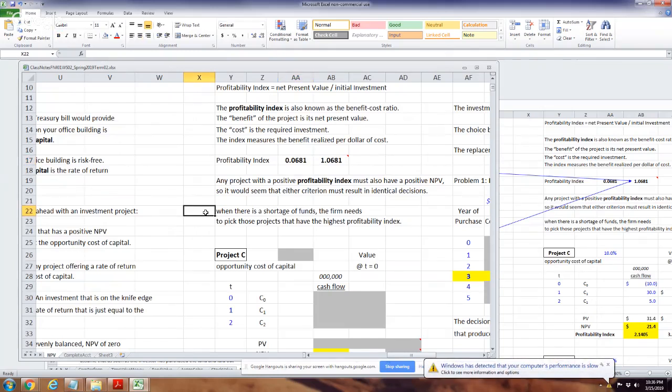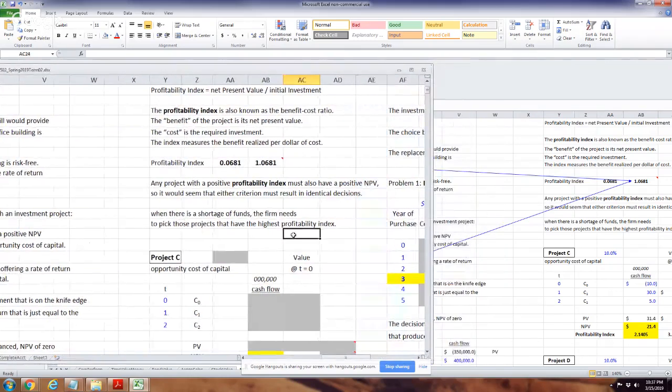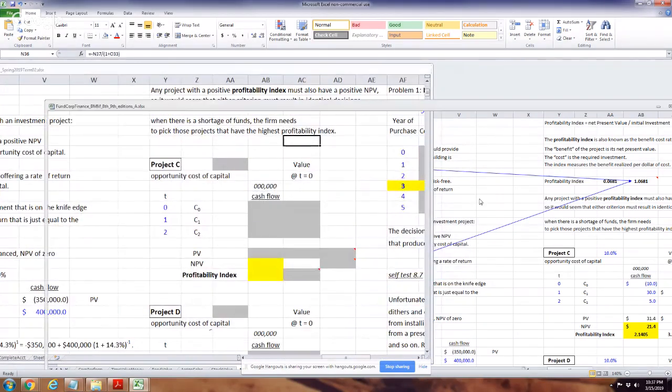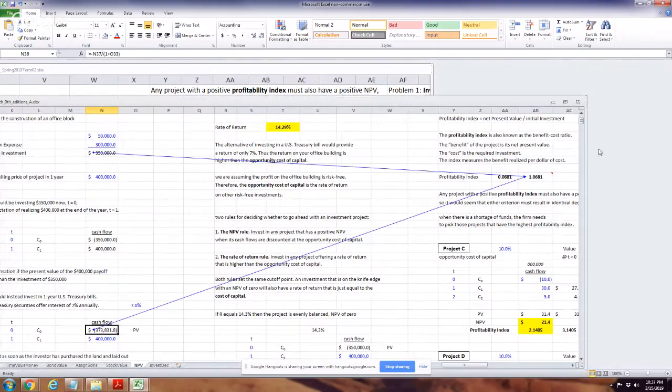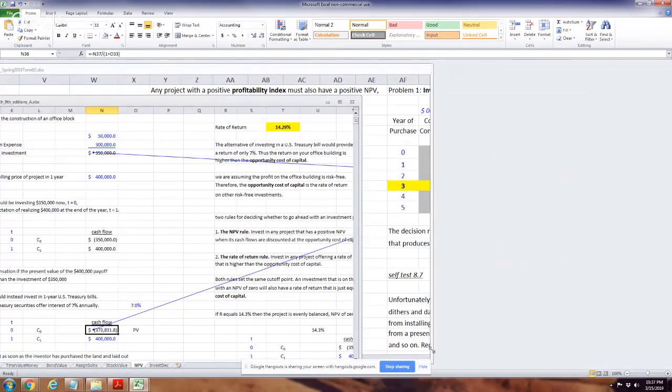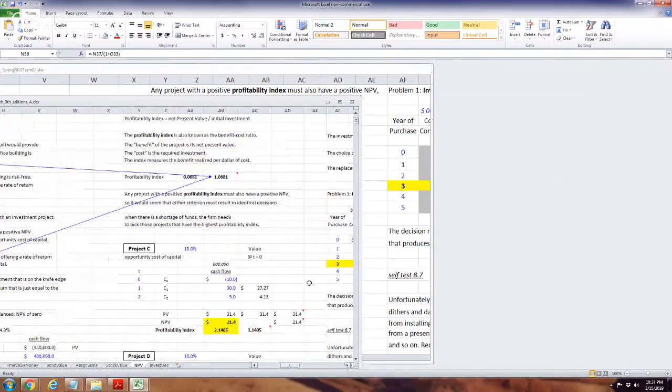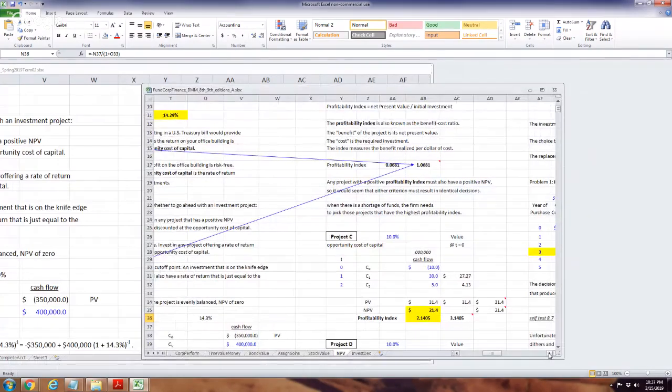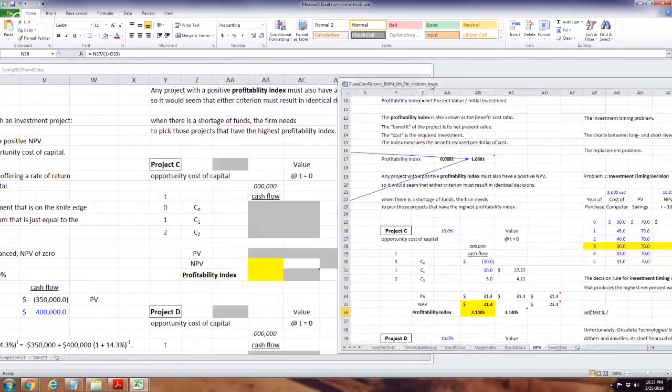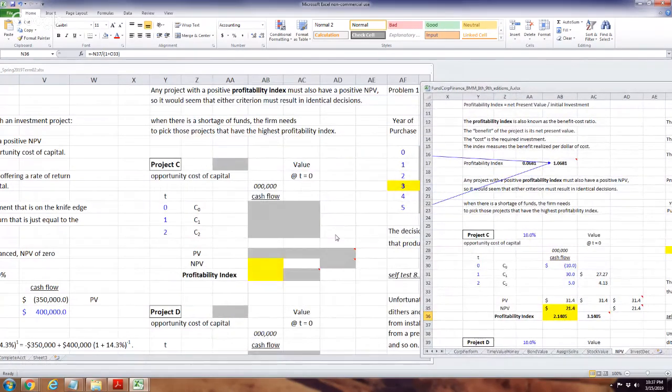When there's a shortage of funds, the firm needs to pick those projects that have the highest index. There may be a lot of opportunities, but you only have a certain amount of capital to invest in what you're working on. You're going to want to focus on either one. As you gain experience, you'll start to figure out what's the better way to do this or that. That's just the burdens of experience as you deal with all these different things.